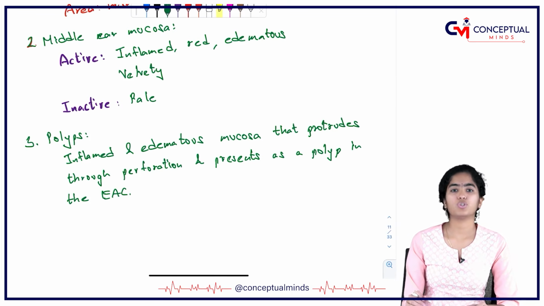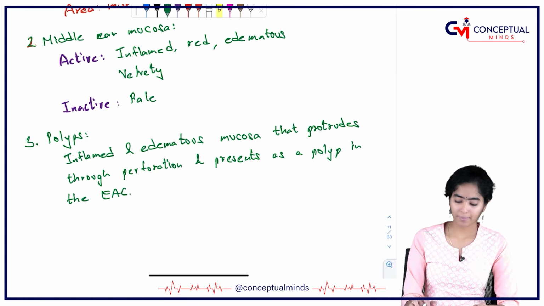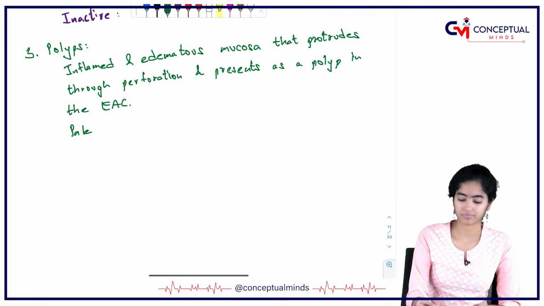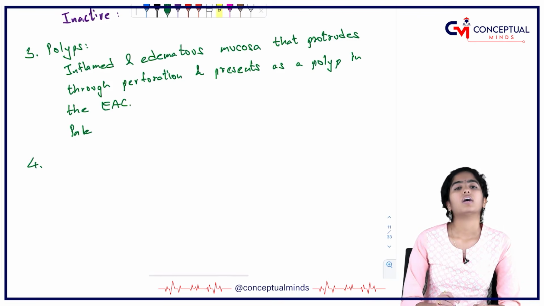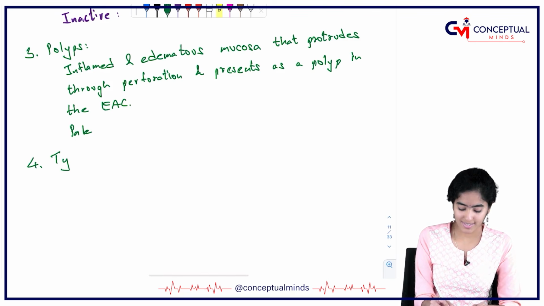And this polyp is usually pale. It could be pink in color and fleshy if it was an atticoantral type of CSOM. But in tubotympanic type, it is usually pale. Next on examination is tympanosclerosis.